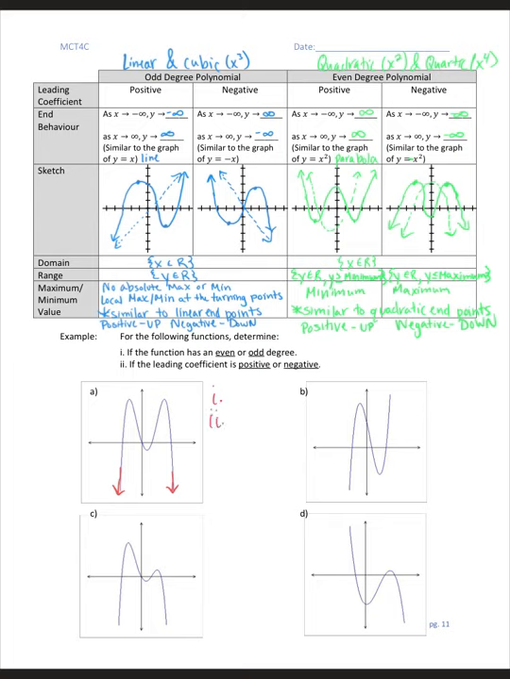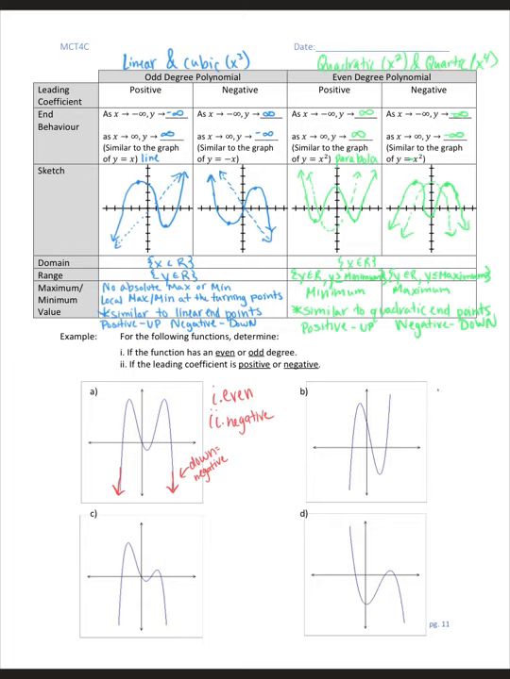So number one says, is the function even or odd? Well, if we look up at our graph, we can see that when we have both endpoints pointing in the same direction, we have a quartic or a quadratic or something of even nature. So this is an even degree. Is it positive or negative? They're both pointing down. So down equals negative. So it's going to be negative.